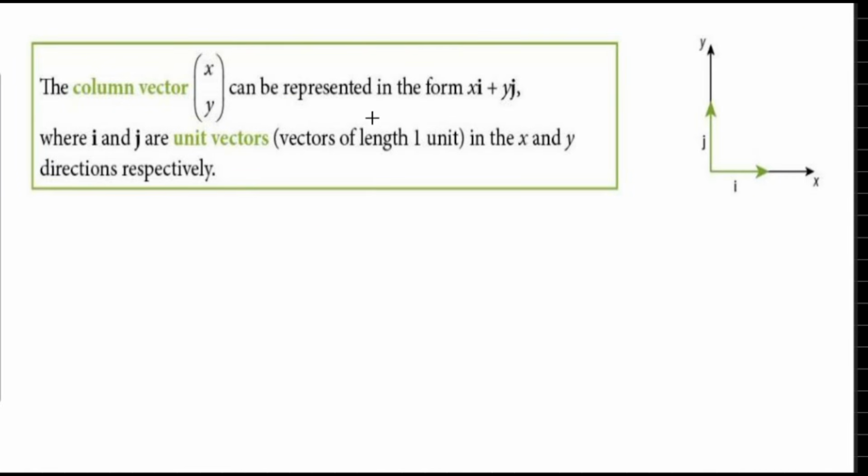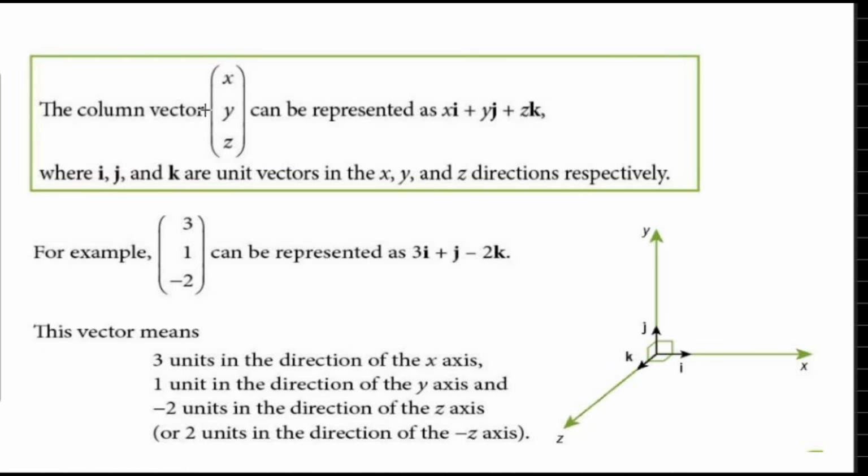The column vector can be represented as xi plus yj, where i and j are unit vectors of length 1 in the x and y directions respectively. As I have told you, they are called column vectors. If we add another direction, which is k, called the z direction, they are also unit vectors, because their magnitude is 1. So the column vector xyz can be represented as xi plus yj plus zk, where i, j, k are unit vectors in the x, y, and z directions respectively, and it can be written in column form as 3, 1, minus 2.